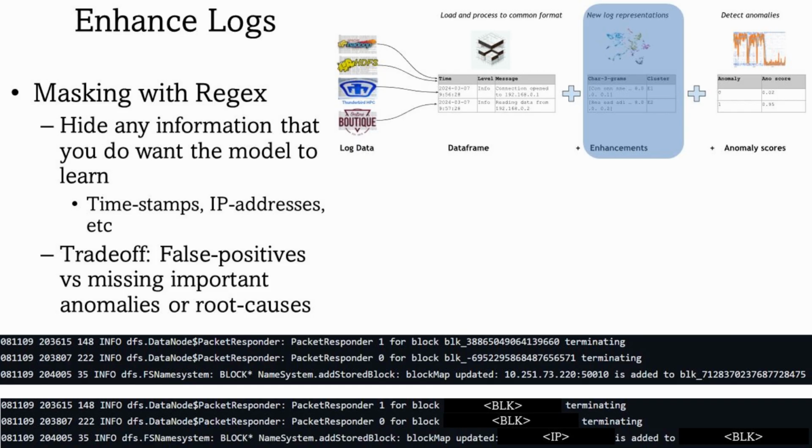The figure at the bottom of the slide demonstrates masking with 3 log lines presented in 2 formats. The first shows the raw version, and the second demonstrates how the logs appear after masking block IDs with <BLK> and IP addresses with <IP>.